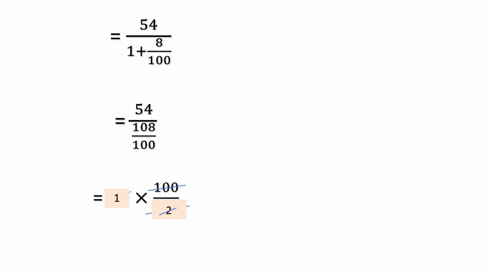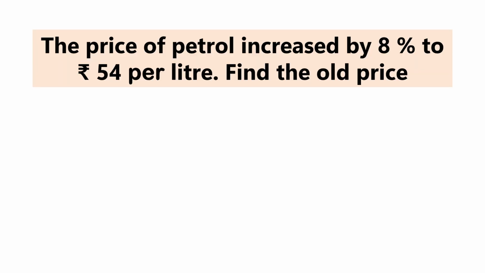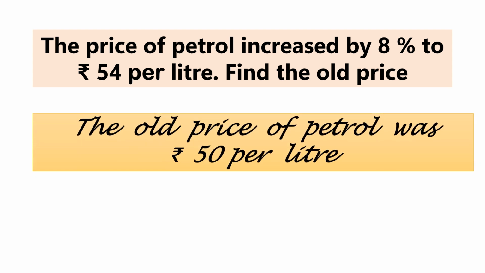Again, 100 and 2 can be cancelled. So 2 times 1 is 2 and 2 times 50 is 100. Now no more cancellation is left. So together we can say the answer is 50. So finally we can write the old price of the petrol was rupees 50 per litre.